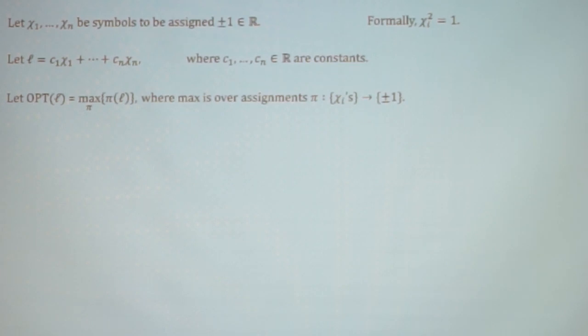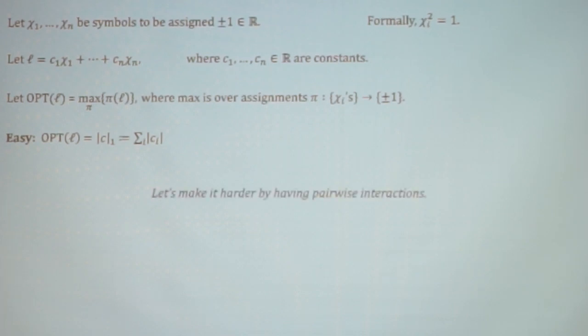Well, this problem is easy when it's a linear polynomial. The optimum value is the sum of the absolute values of the coefficients, which I'll denote by the 1-norm of c, because you should just set chi_i to be the sign of c_i. And I know physicists like to minimize and computer scientists like to maximize. Being a computer scientist, I chose to maximize, but it's all the same.